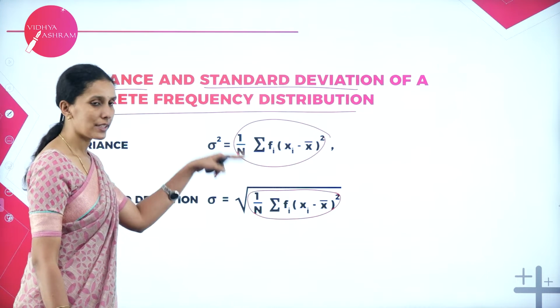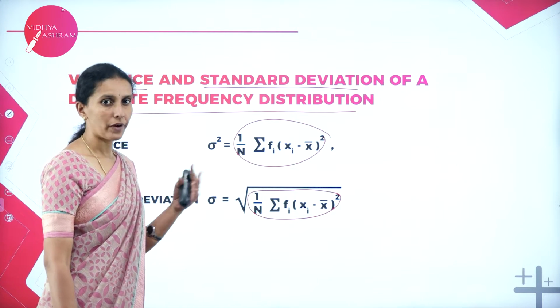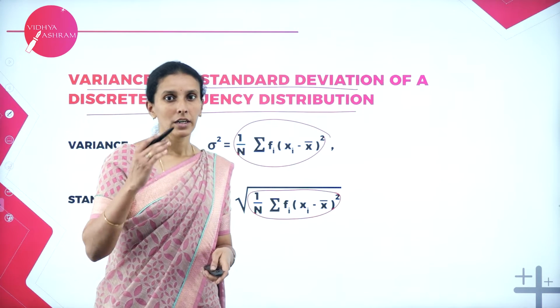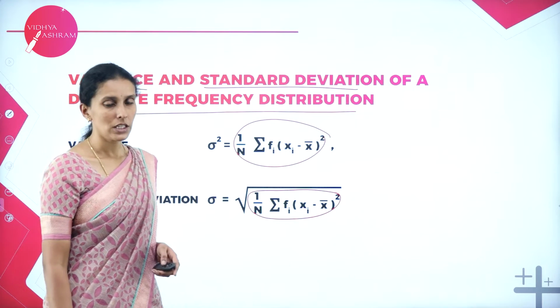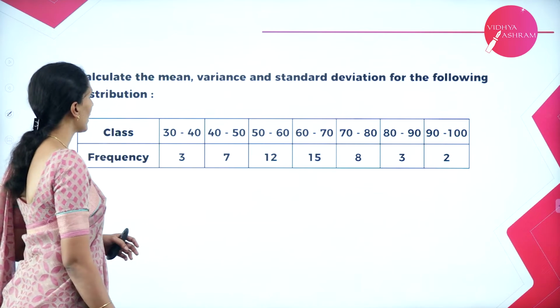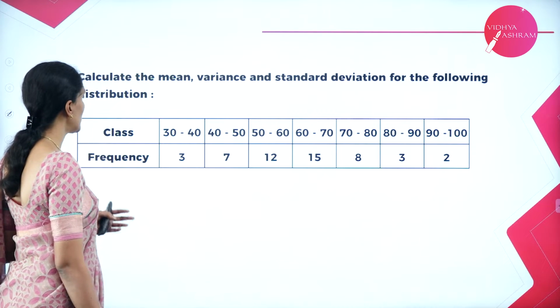Anyhow, you can use the same formula. You can calculate the variance first, then take the square root to find the standard deviation, for both frequency distributions, for discrete as well as continuous frequency distribution. Next we have: calculate the mean, variance and standard deviation for the following distribution.